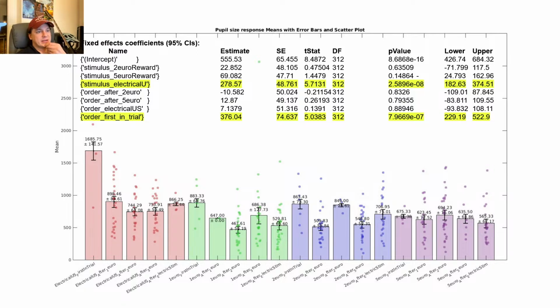What can we do next? We can check the data not only by blocks, but also by the order of appearance. Here it's a little bit harder because, as I told you, the order is randomized inside the blocks, so we have different numbers of observations. For example, after 1 euro, it happened only one time. But still we analyzed this and also saw some kind of patterns. How do we check this? There are 5 different positions where the stimulus can be. It can be first in the experiment. It can go after 1 euro, after 2 euro, after 5 euro, and after electrical stimulation.